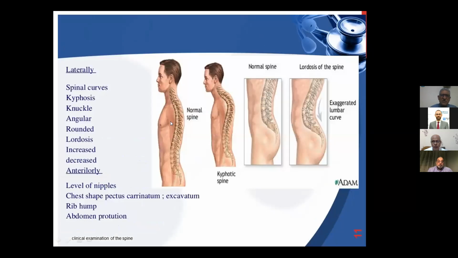We look at the cervical lordosis, lumbar lordosis, and normal dorsal kyphosis. We see if there is kyphosis, knuckle, angular or rounded, and whether lordosis is increased or decreased, anteriorly curved or posterior. We note the level of the nipples, the presence of a pot belly or obesity, chest shape, pectus carinatum or pectus excavatum in the chest wall, and rib humps.